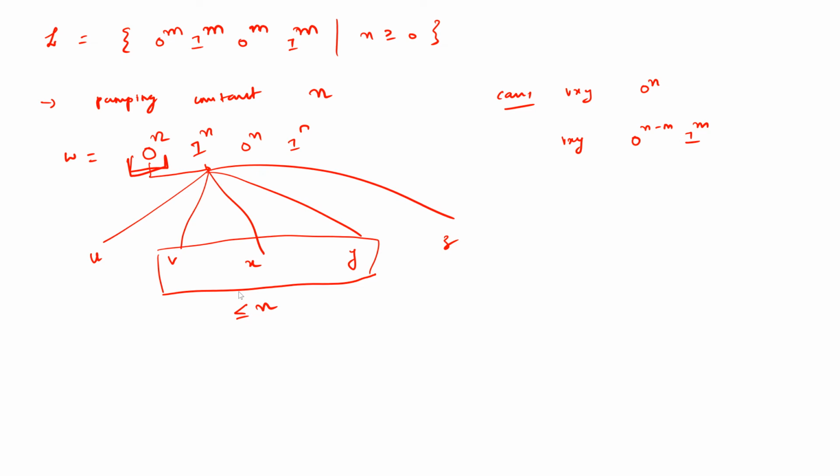Now, remember that you can make either y epsilon or v epsilon. That is allowed. You can have x epsilon, but vx together should be less than or equal to n. That is the only constraint. x can be epsilon, but v and y together cannot be epsilon. So once you take the partition scheme, the pumped string w prime is going to be u v power i, x y power i, and z.